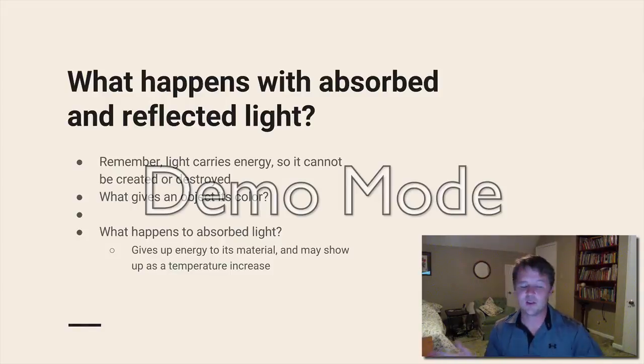So what happens to the other light that hits that grass? Some of it is absorbed in chlorophyll, and that's converted into energy for that grass to grow. So what happens to absorbed light? It gives up its energy to its material and may also show up as a temperature increase. Like on a black wall, if you shine a light on it, it's going to increase its energy, or temperature.